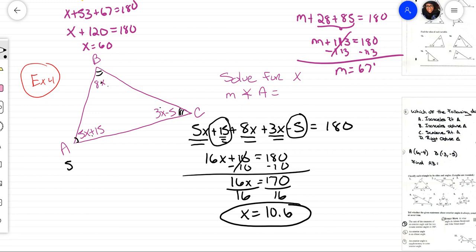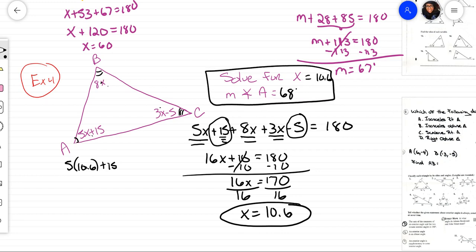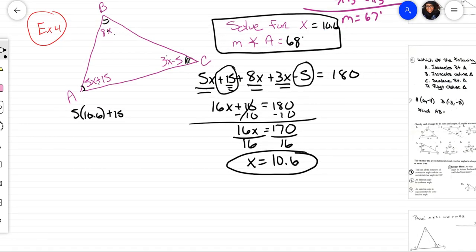So it's going to be 5 times 10.6 plus 15. If we're thinking about our properties, this is our substitution. We're plugging in here. So it's 5 times 10.6, 53, and then that plus 15 is 68. So the measure of angle A is 68 degrees, and x was 10.6. So that would be another high school level problem on this level of triangle angle sum.